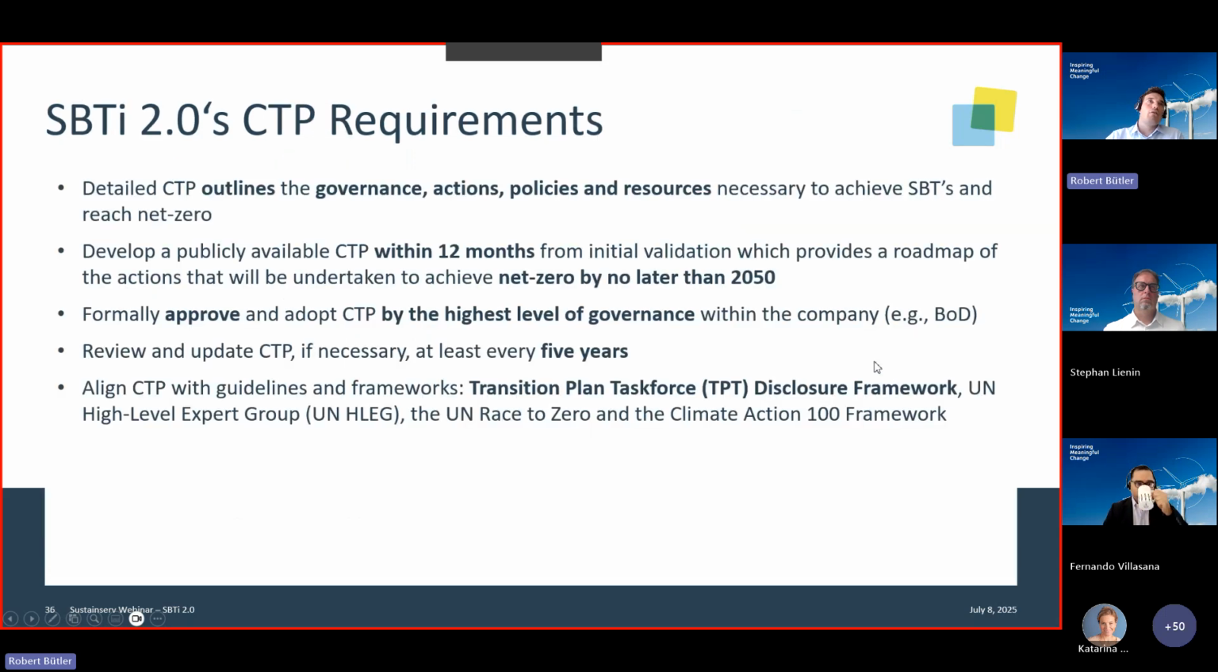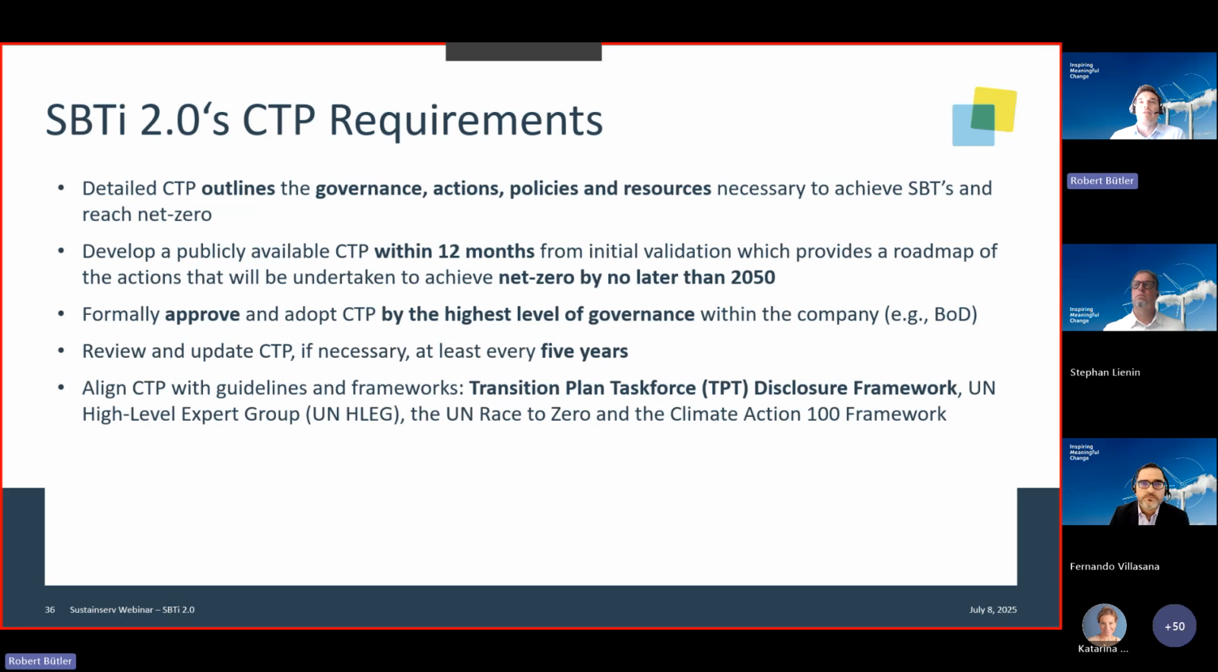Bringing it back to SBTi 2.0, there are several CTP, climate transition plan, requirements that I quickly want to go through. So it should outline specific topics such as governance, actions, policies, and resources. It needs to be made publicly available within the first 12 months after the initial validation, and also should support the company on its path towards net zero by 2050. Additionally, SBTi 2.0 wants you to approve the CTP by the board of directors in most cases, and review it every 5 years with the corresponding updates where necessary.